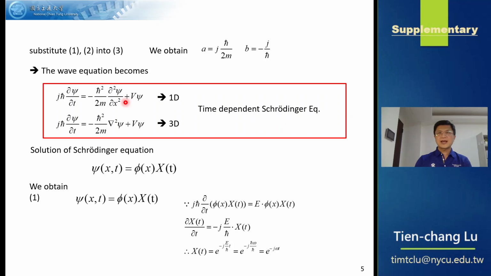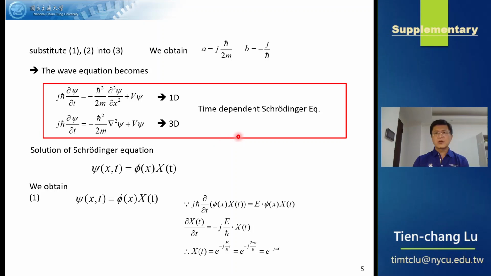If you are going to solve this equation, it has dependence on time and space, so this is called the time-dependent Schrödinger equation. If you want to extend from one dimension to three dimensions, the Schrödinger equation now becomes j h bar d phi over dt equals minus h bar squared divided by 2m times the Laplacian of phi, plus V phi. This equation is the three-dimensional form of the time-dependent Schrödinger equation.